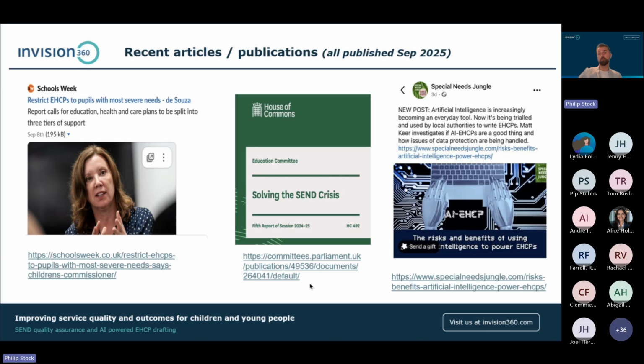And there was, within Special Needs Jungle, a huge parental charity that has a massive reach nationally, a piece recently on artificial intelligence and its role within writing education, health and care plans from a parental perspective as well, which looked at some of the positive elements that it can bring. What is recognised across the sector is we want higher quality EHCPs, and we want them more consistent, whether that consistency is within a local authority or across a region or nationally. There has to be greater consistency.